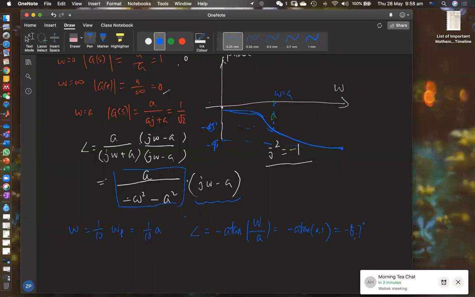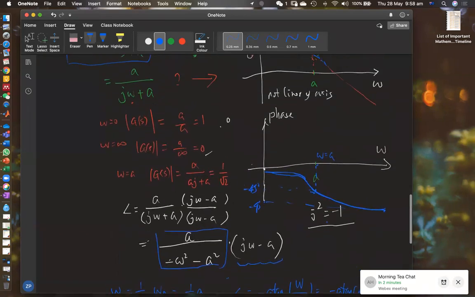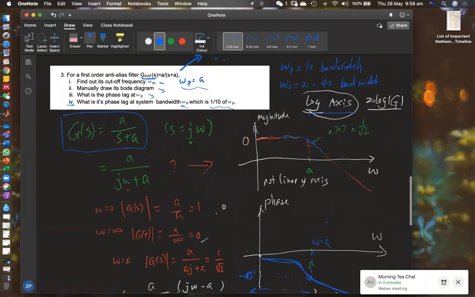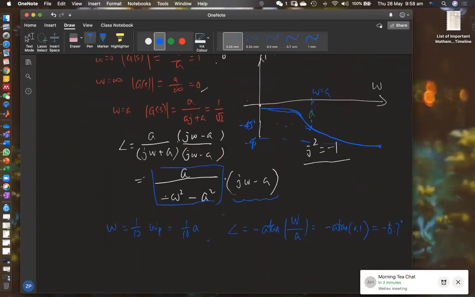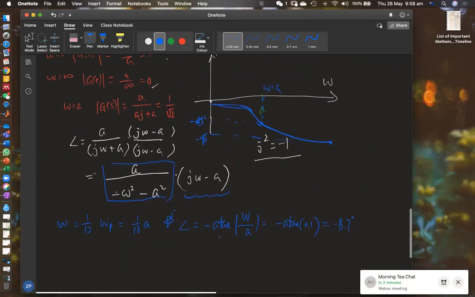Does this make sense to you guys? Anybody have questions? I think this is the kind of design question you'll face. If you have an anti-aliasing filter, how do we choose it and what happens? If the system bandwidth is omega p, we work backwards and make omega p 10 times faster. Then we can calculate the phase delay. This is the phase loss due to this filter. You lost about 6 degrees.